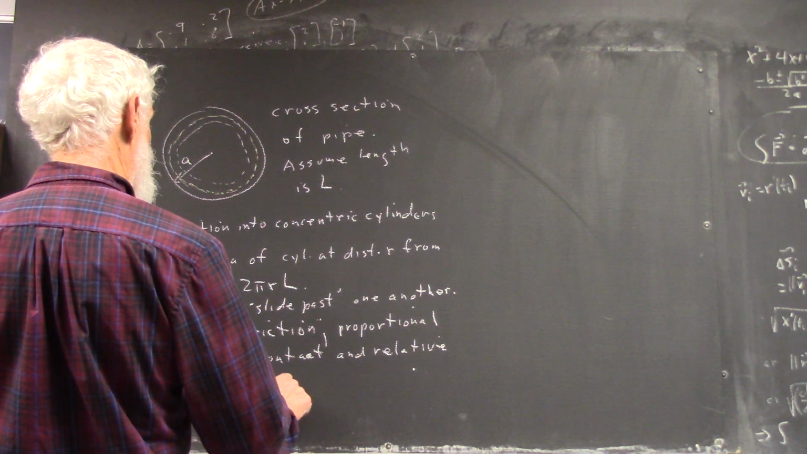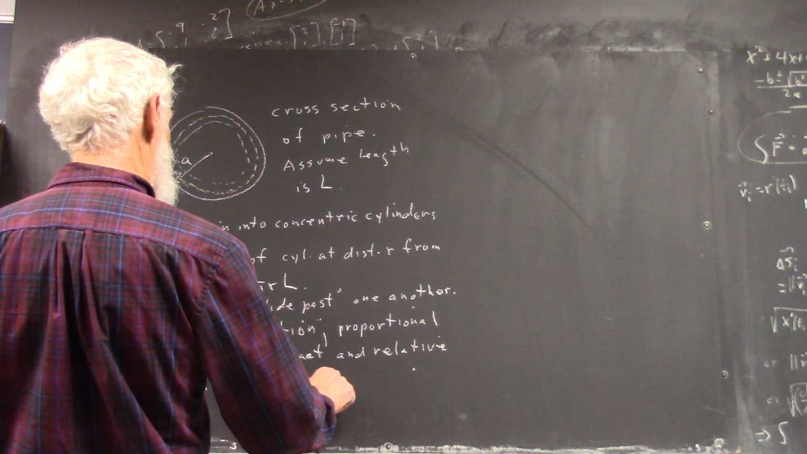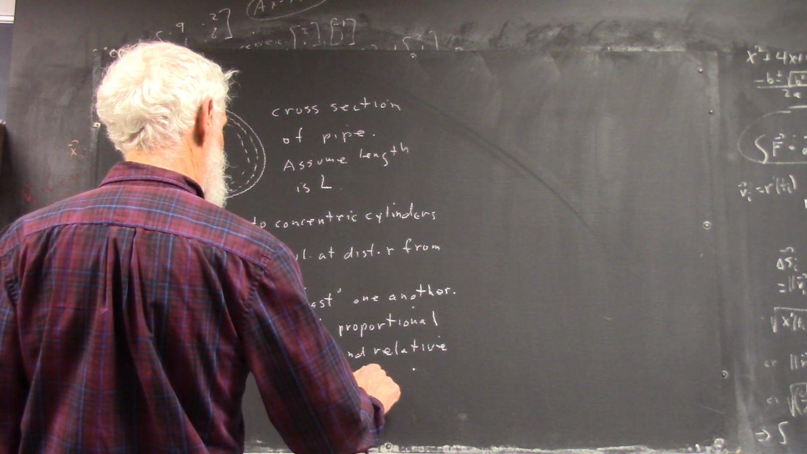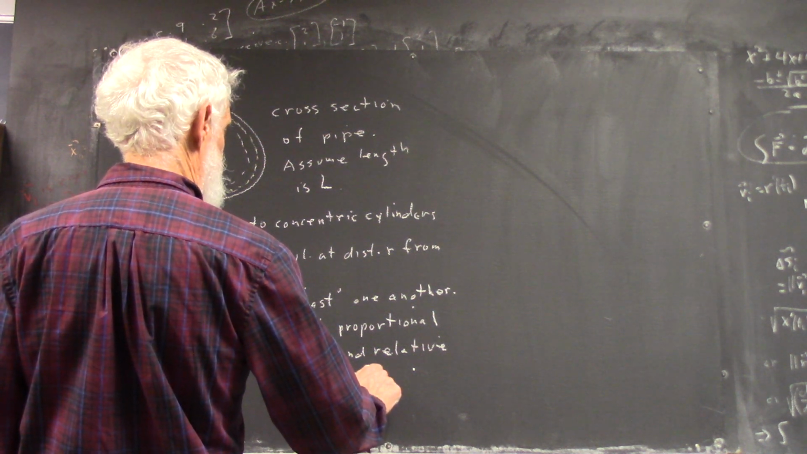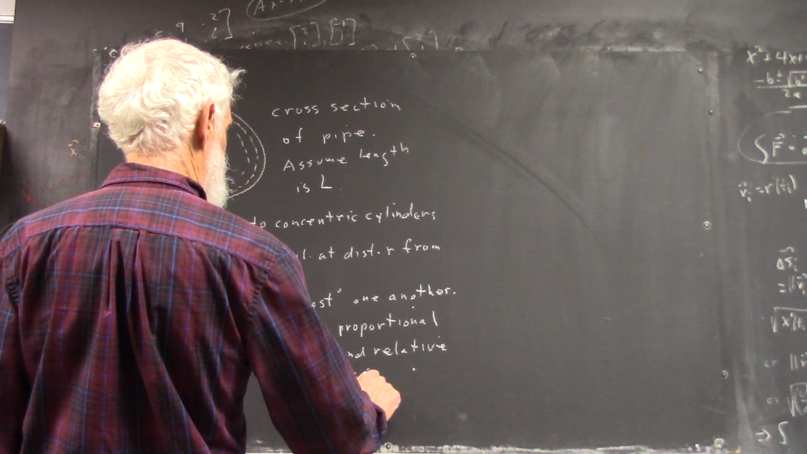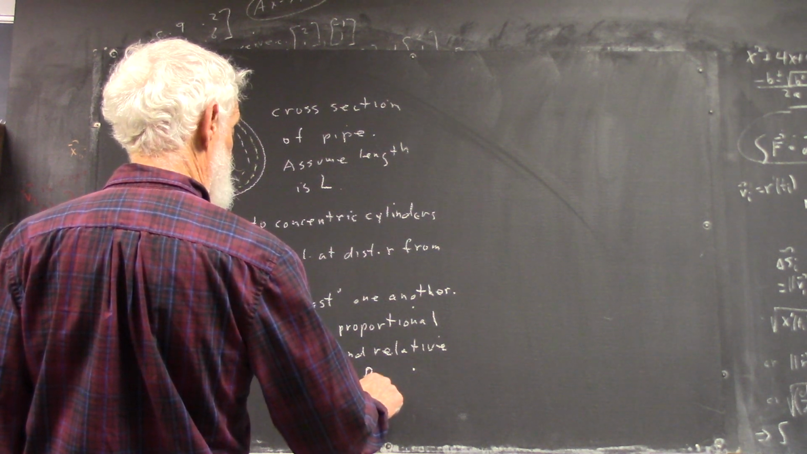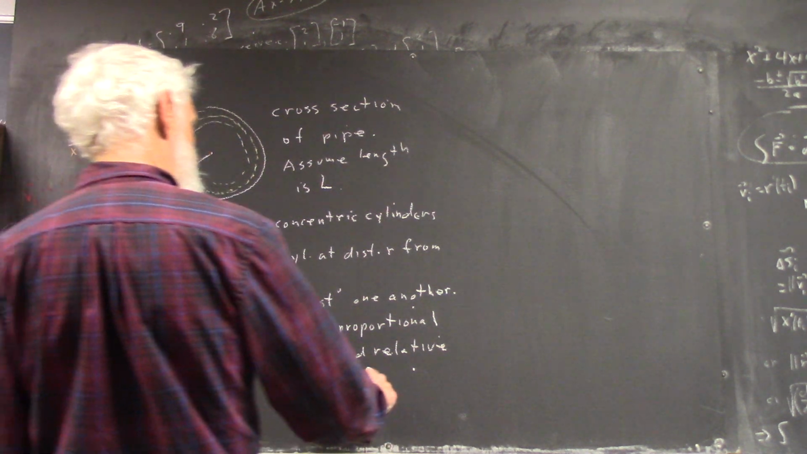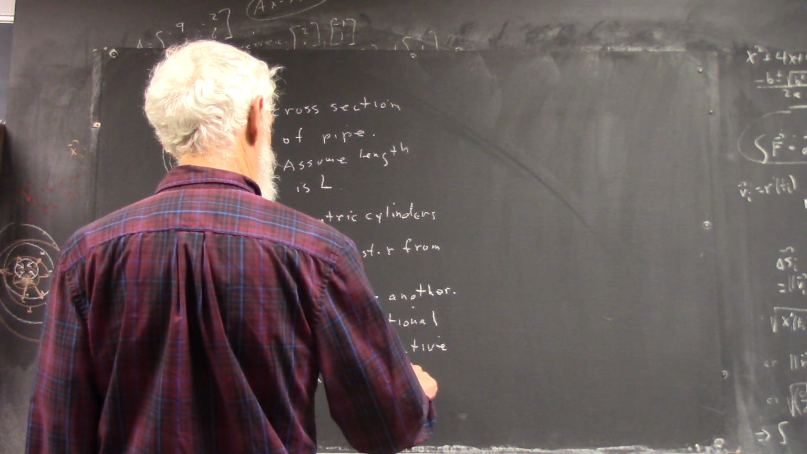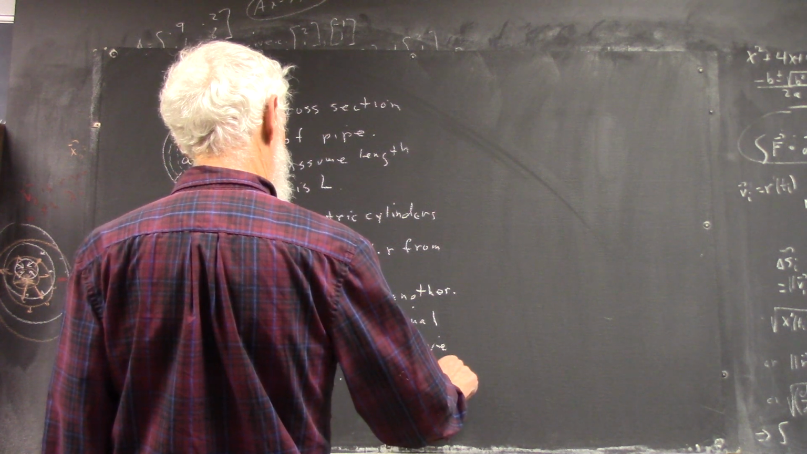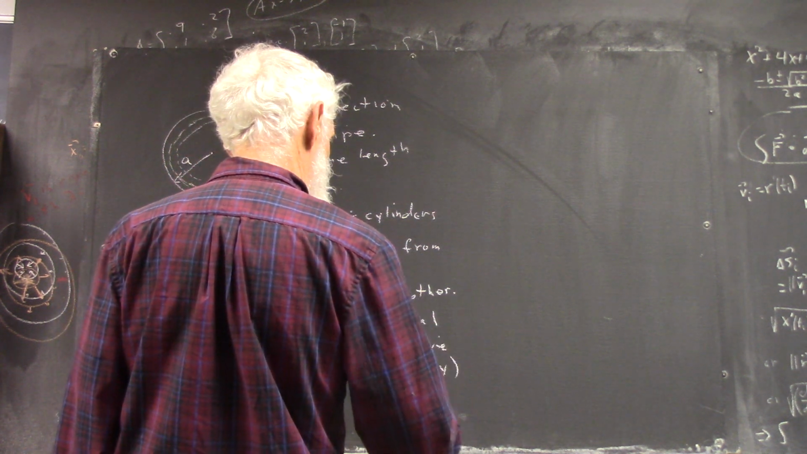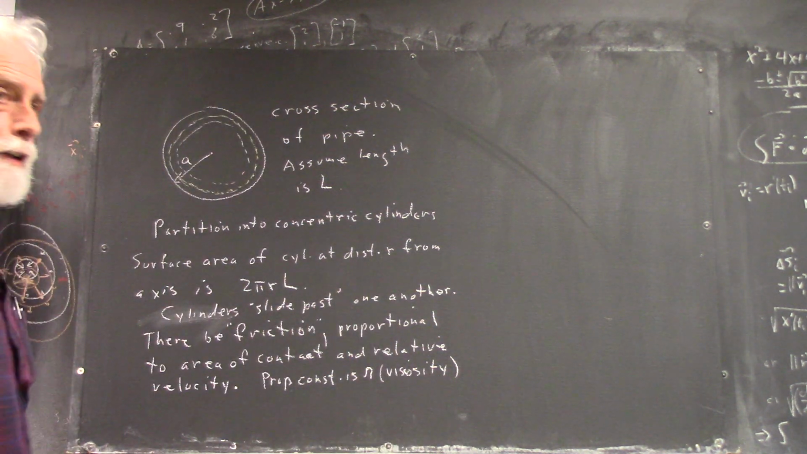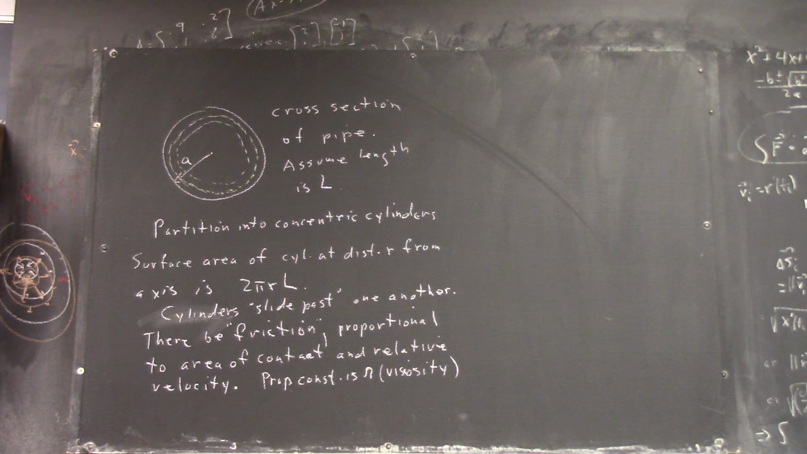The proportionality constant is denoted eta. That's a bad eta. Been a while since I wrote. And that's called viscosity. Okay?